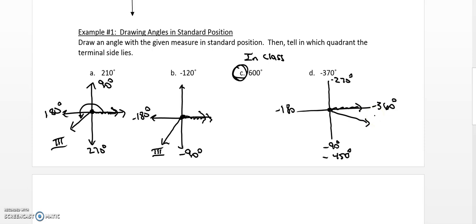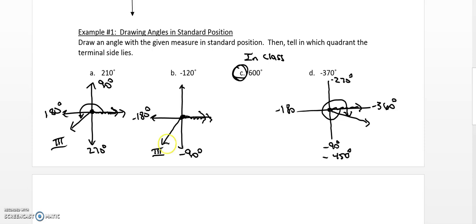But the way we show that we went all the way around and then some is we're going to have our arrow going this way. And then we got to come all the way around and put it all the way again to the terminal side. So we start at the initial side. We go all the way around through it and to the terminal side.